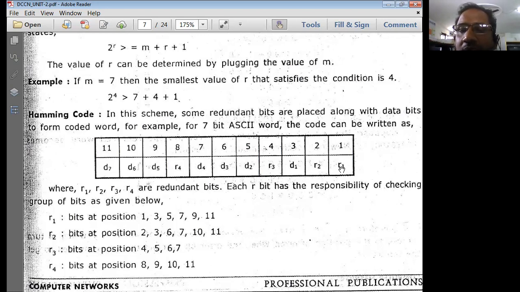At position 1, we are going to have the redundant bit R1. At position 2, you're going to have redundant bit R2. And at position 4, you're going to have the third redundant bit. And at position 8, you're going to have the fourth redundant bit. R4 is the fourth redundant bit. R3 is the third redundant bit. Similarly, R2 and R1. So like this, we arrange the redundant bits first.